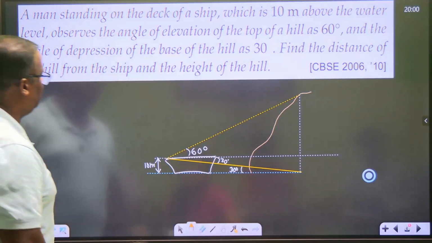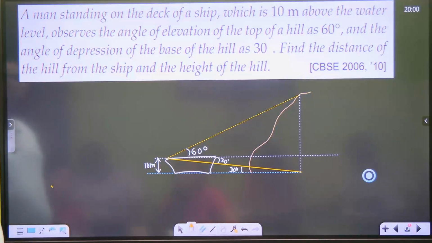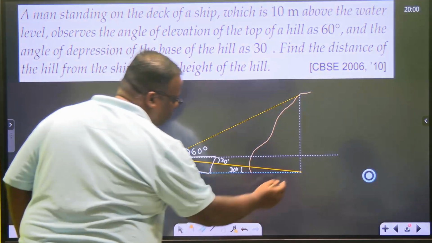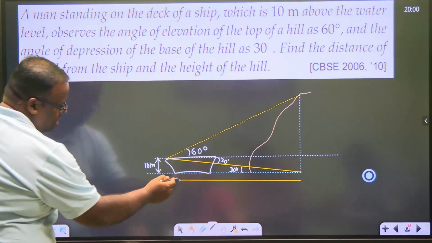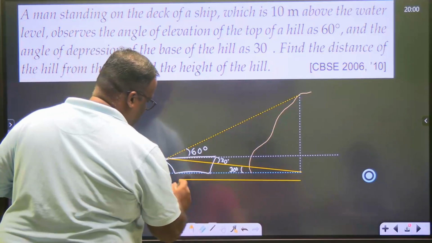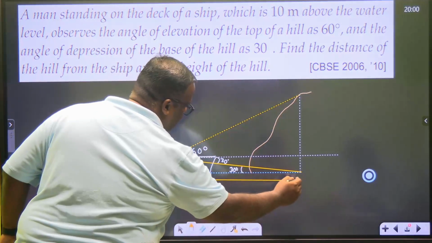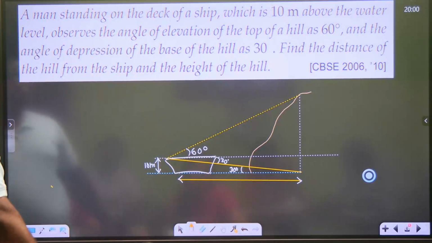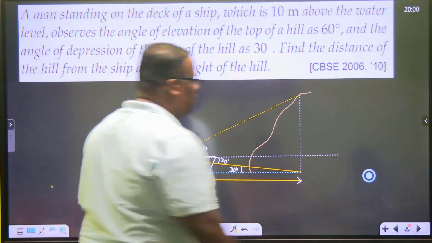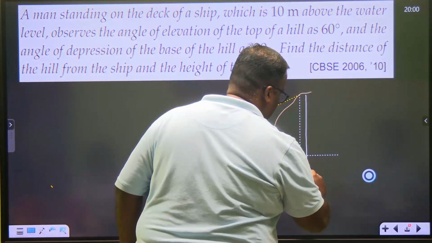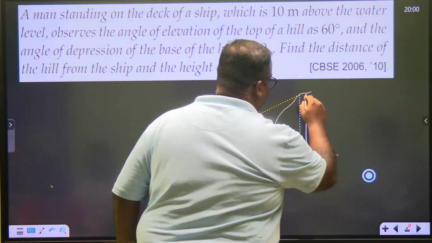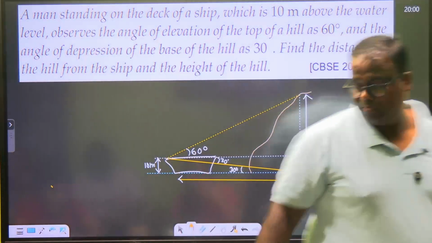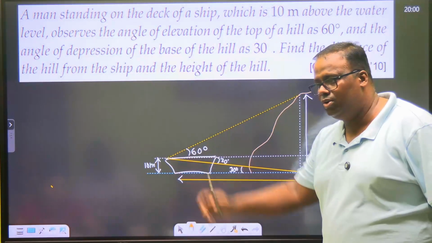What do we have to find out? What is the ship's distance from the hill base? So one is you have to calculate this particular distance. Okay. And then what do we have to calculate? We also have to calculate the height of the hill. That is this. And this 10 meter is given to you.